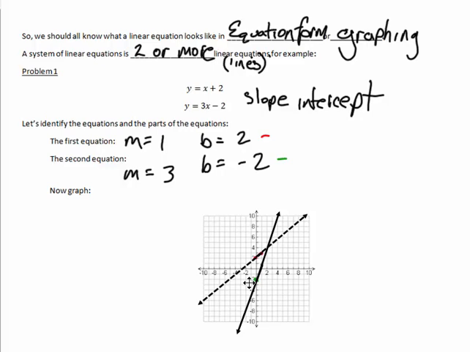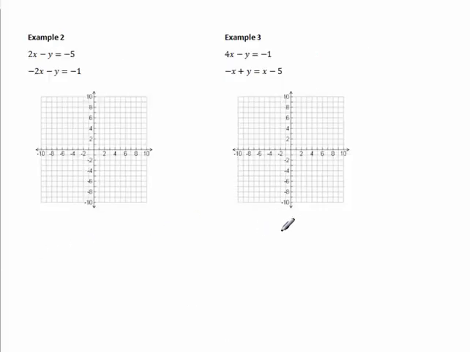Now this one should be able to tell you what the solution is by just looking at it. The solution is right where they intersect. It's right there. Okay? The solution is the point where they intersect. Once you find that point, count it out. You can write it down and check it.